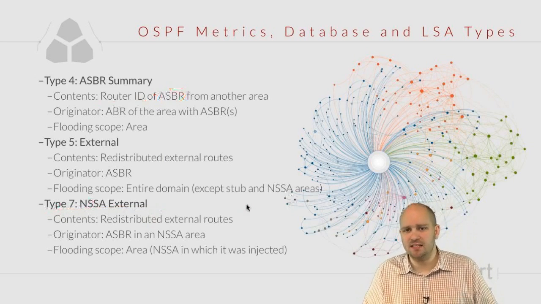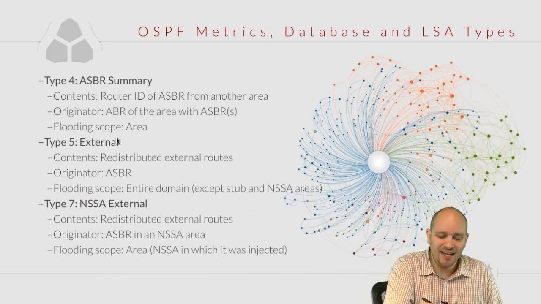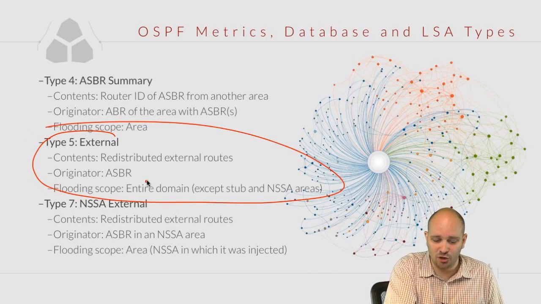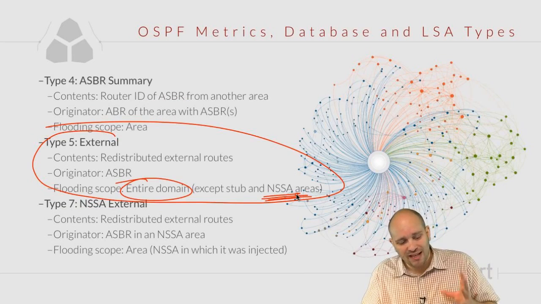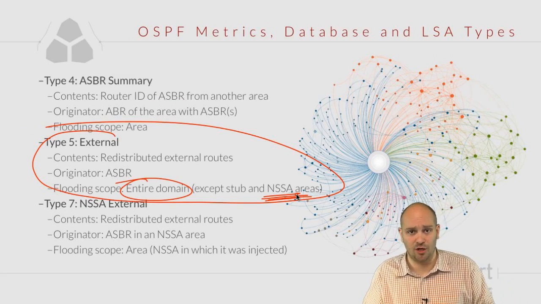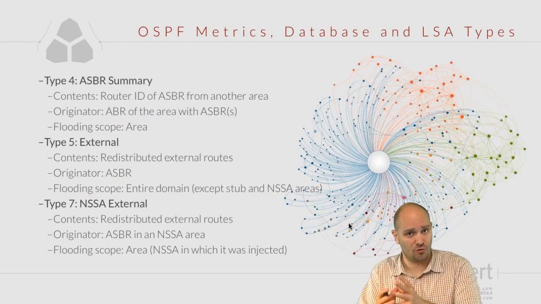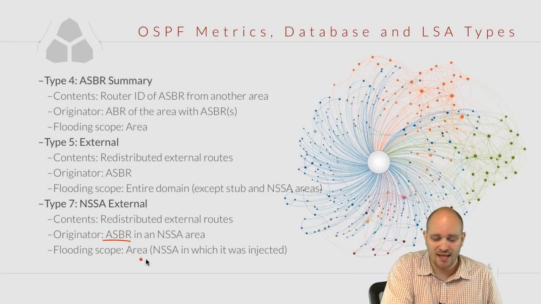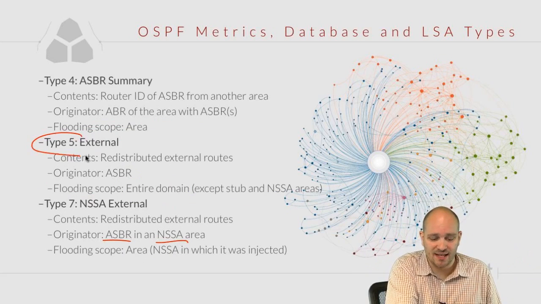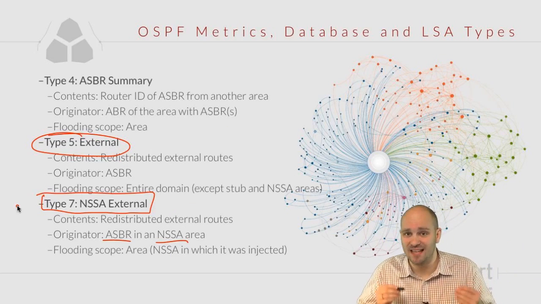Type 7 LSA is specific for the not-so-stubby areas, the NSSA areas, which do not, generally speaking, support external routes. They do not allow type 5 routes, even though the flooding scope is the entire domain, see here, not in the NSSA areas. So they do not allow type 5 routes to enter the NSSA area, but they can inject external routes themselves into the rest of the OSPF domain. That means that there can be an ASBR in the NSSA area, but because the NSSA area does not support type 5 routes, these routes will be injected as type 7 routes.